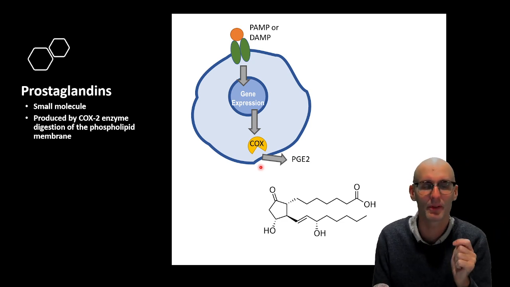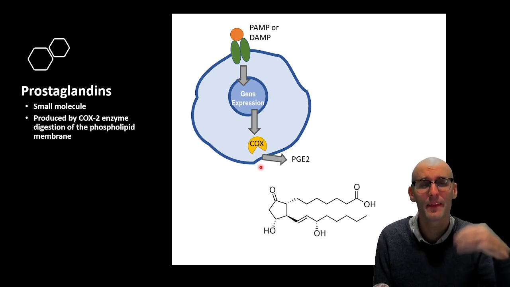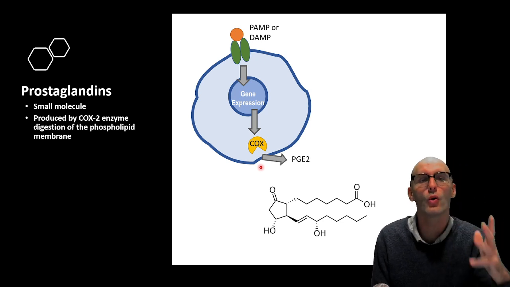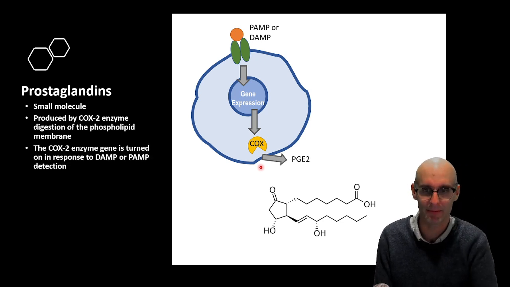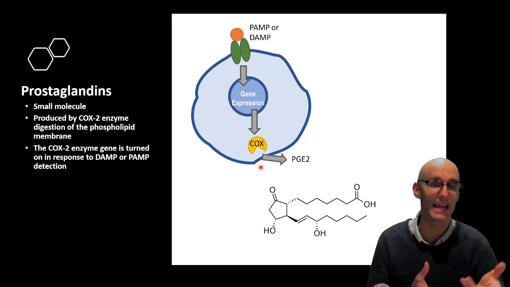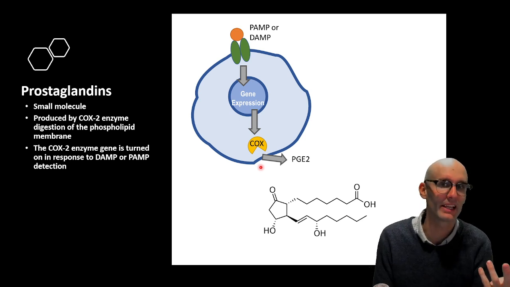It's just taking some of the components of the phospholipid membrane and turning them into prostaglandins, and those prostaglandins then go on to act on prostaglandin receptors to cause inflammation as well as pain. A COX-2 enzyme can be turned on by a DAMP or a PAMP, such as through TLR4 activation. It can also be activated by cytokines.